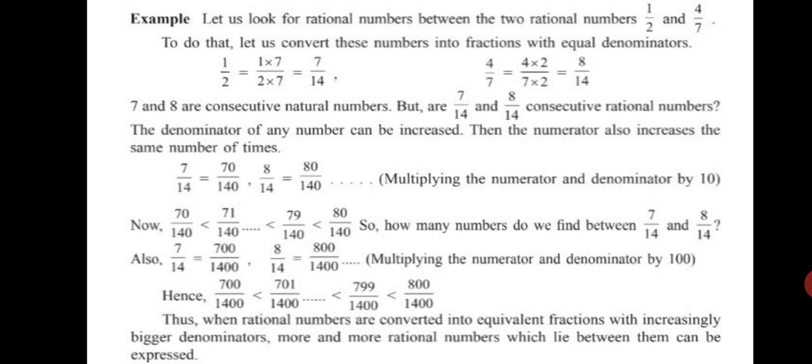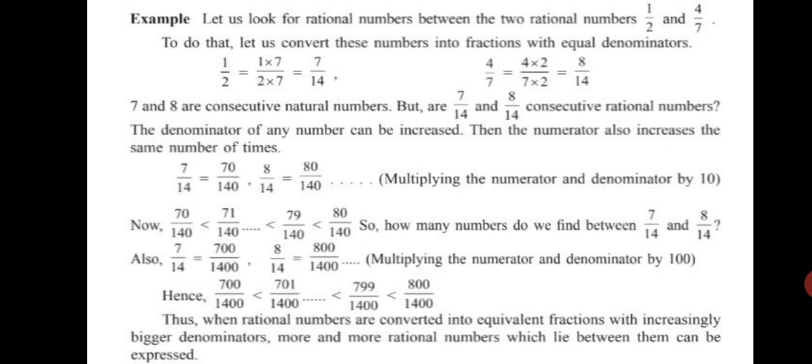If you multiply by 100, you will get 700 upon 1400 and 800 upon 1400. So there are so many numbers that lie between 700 and 800, 701 to 799. Thus, when rational numbers are converted into equivalent fractions with increasingly bigger denominators, more and more rational numbers which lie between them can be expressed. So it is very easy to find rational numbers between the two given rational numbers.